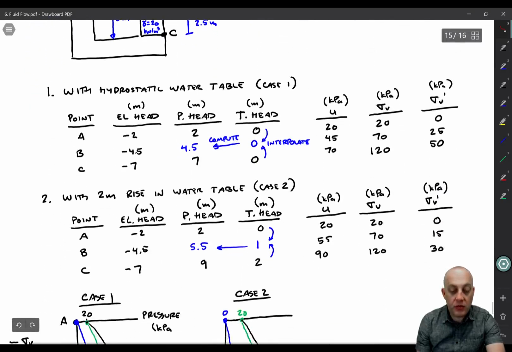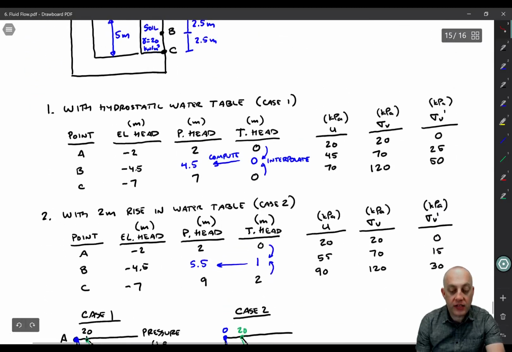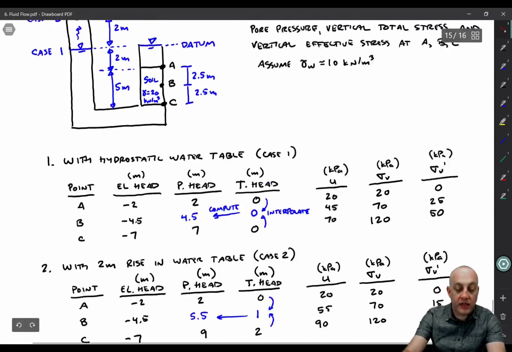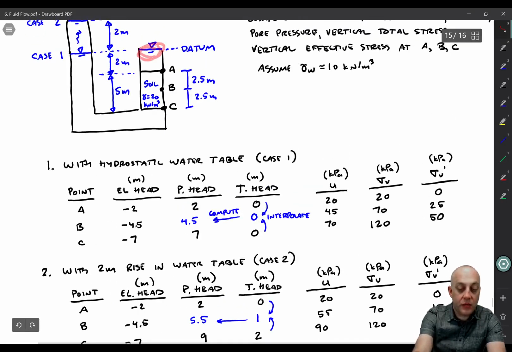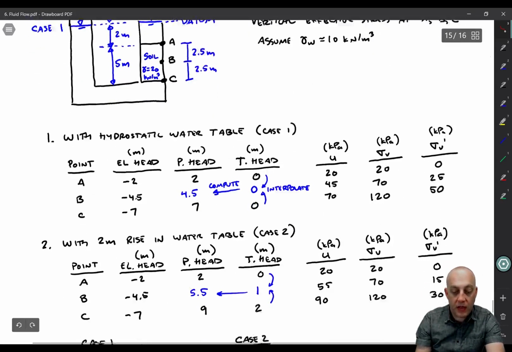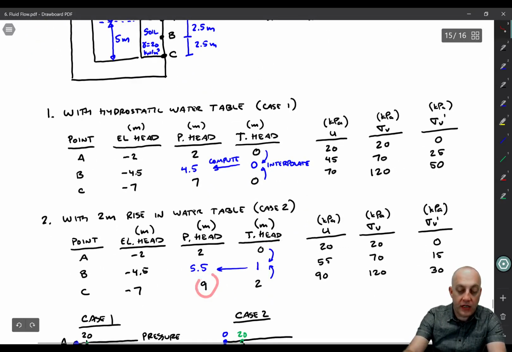All right, now with a 2 meter rise in water, that's case 2, the elevation head stays the same. The pressure head at point A stays the same because we haven't done anything with this water, so point A is still controlled by the water on the right. But now the pressure head at point C has changed because it has to come down here and go all the way up to that surface. So we've added 2 meters to the pressure head now. So instead of a 7, we have a 9 in there.